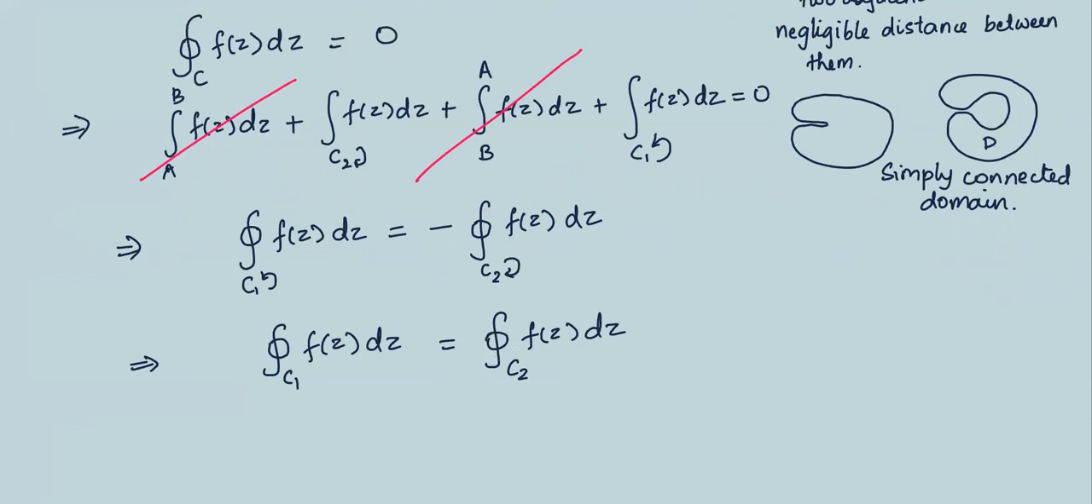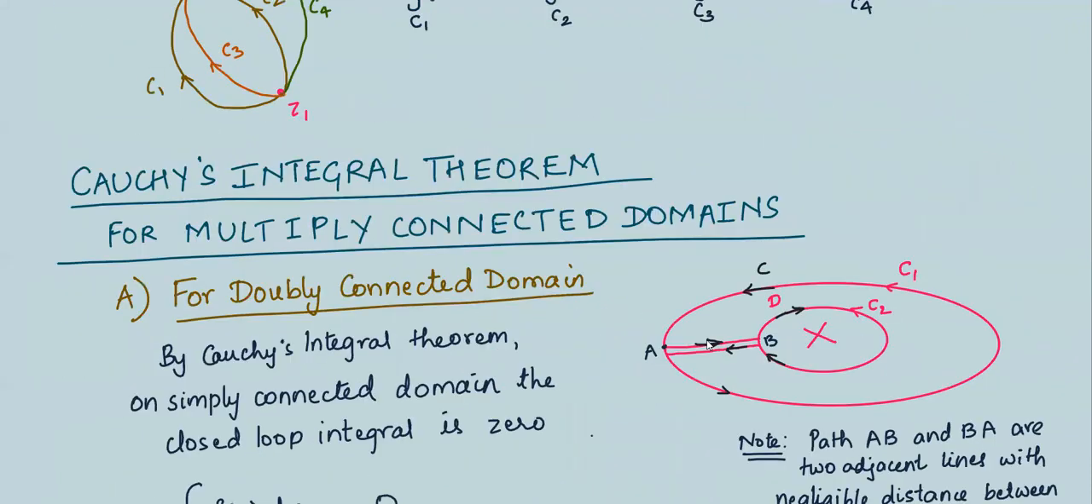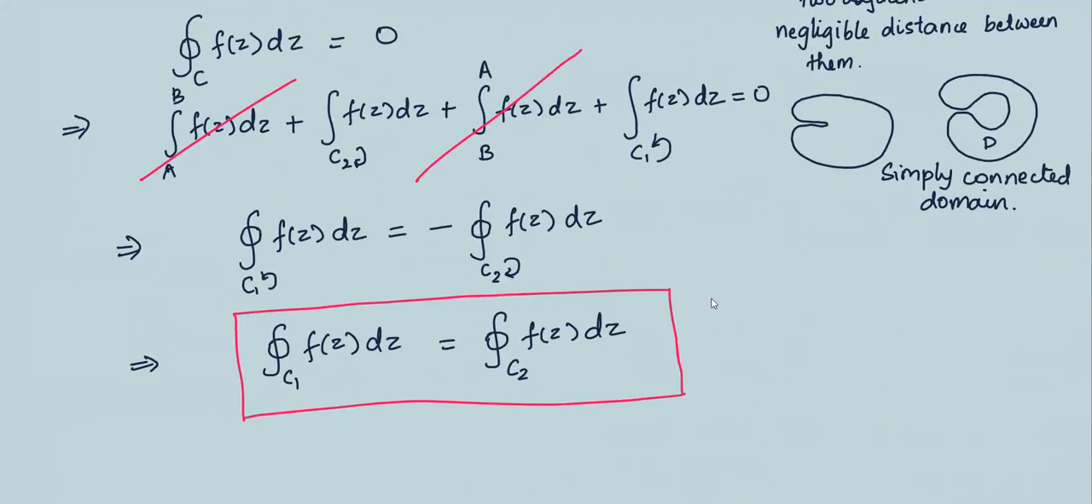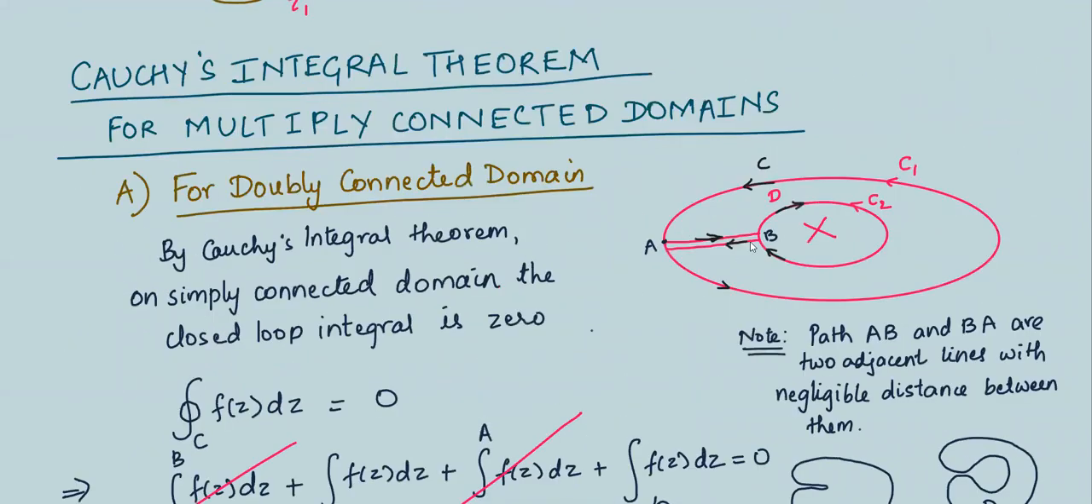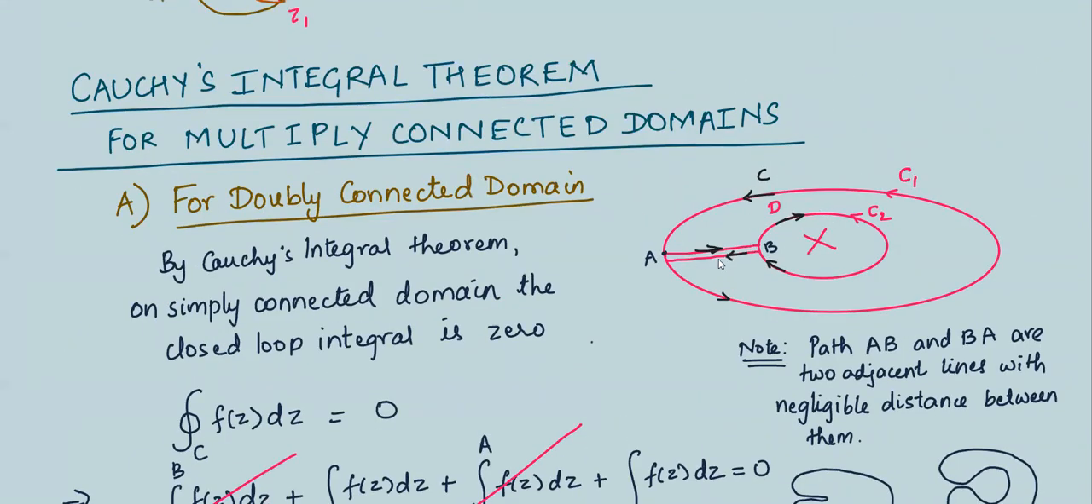So what Cauchy's integral theorem is saying is, for a doubly connected domain, the integral over its outer boundary closed loop and the integral over its inner boundary are one and the same. Not just that, if you take any other path inside the domain, again the same thing will be applicable. So that integral will also be the same.